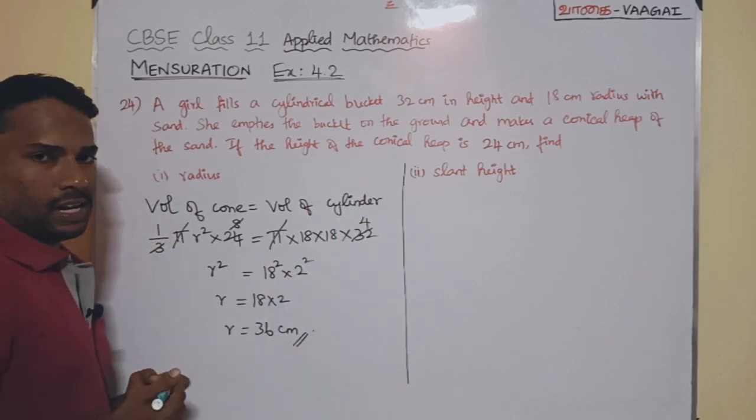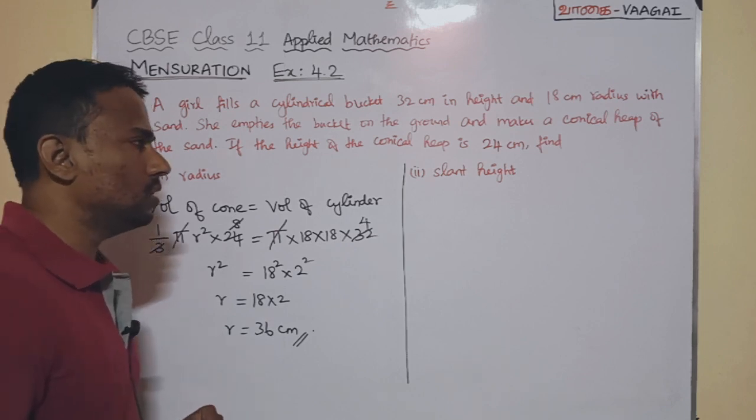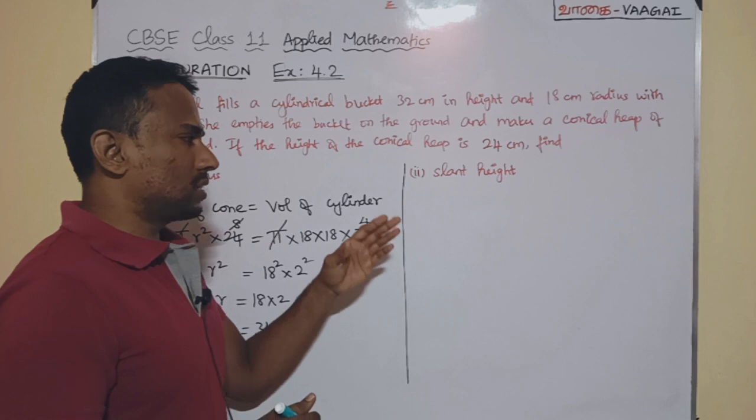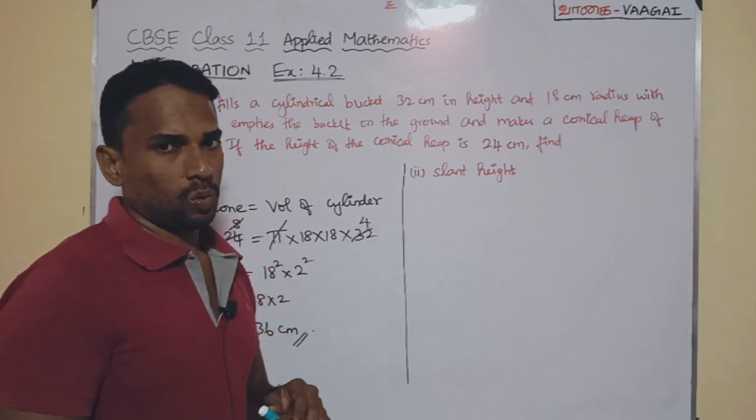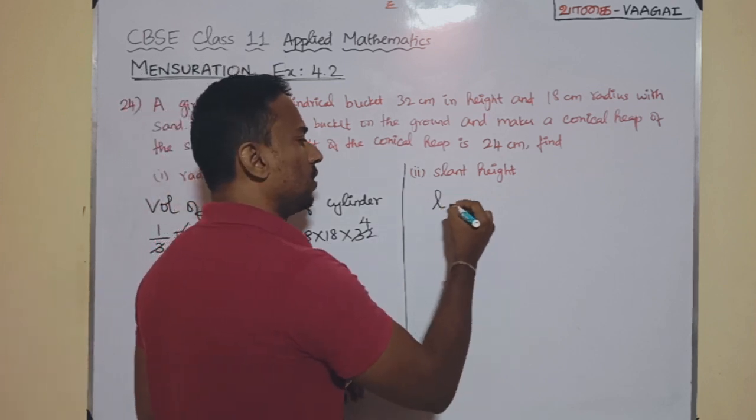So the radius of the conical heap formed is 36 centimeter. Okay, we successfully got this. But we also need to find the slant height of this conical portion. So next we will find the slant height. Slant height is nothing but L. L we know how to find it.